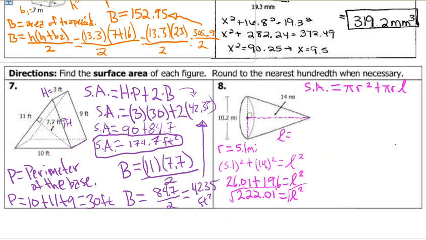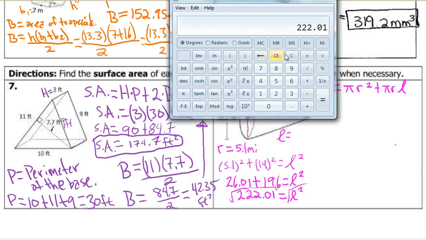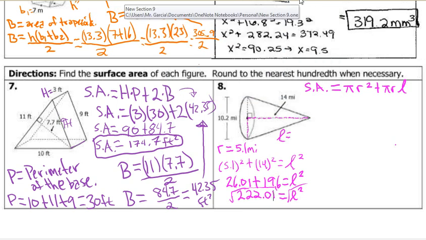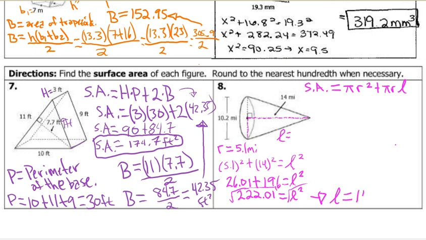Now we square root r, 222.1, so we square it, and we get 14.9. So L, let's just arrow here, 14.9, and this is in miles. Alright, got the space for it. So now we just plug it in and see what we get. So let's start plugging it in.